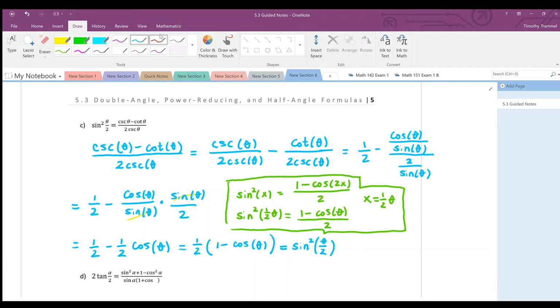So we started with the right-hand side. We used a bunch of algebra and trig identities and ended up with the left-hand side of the equation. We have verified this identity. Let's try one more.